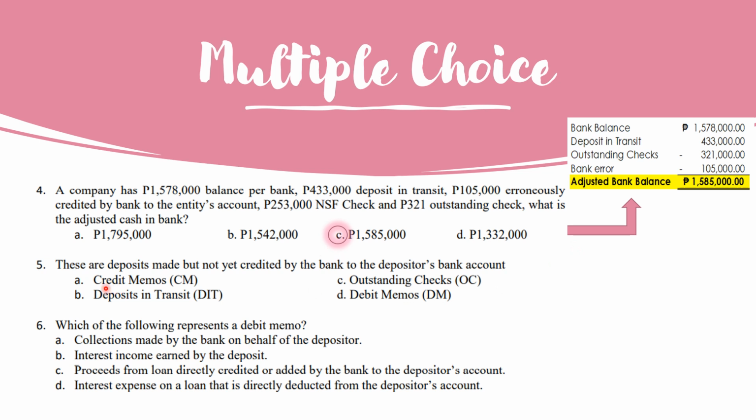Next, number 5. These are deposits made but not yet credited by the bank to the depositor's bank account. Pag may nagkamali pa rito ha, the answer is letter B, deposit in transit.